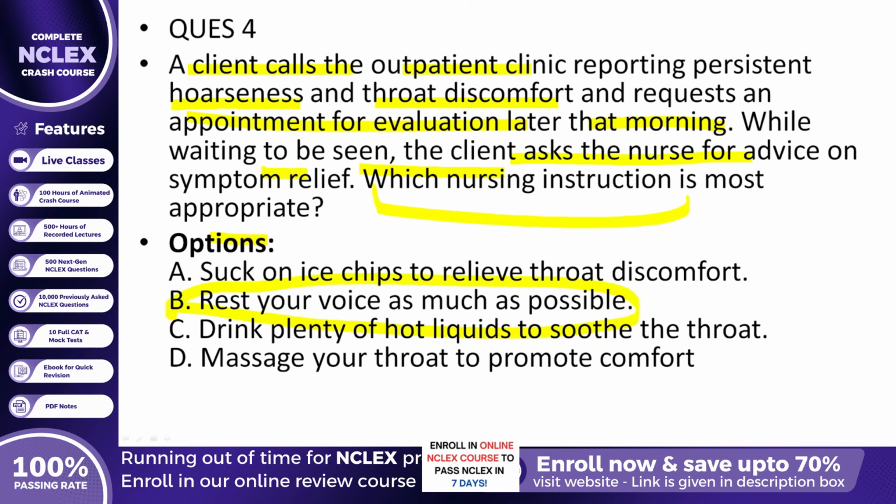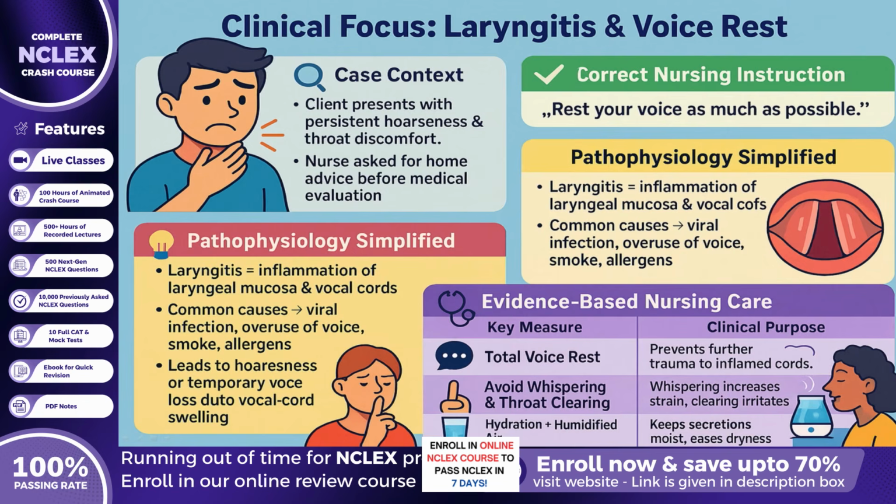Let us now explore the expanded advanced rationale behind this correct response. Laryngitis refers to inflammation of the laryngeal mucosa and vocal cords, commonly caused by viral infection, excessive voice use, or exposure to irritants like smoke or allergens. The hallmark symptom is hoarseness or even loss of voice due to swelling of the vocal cords.